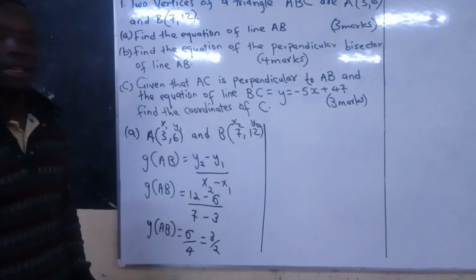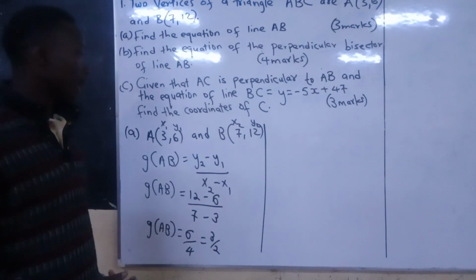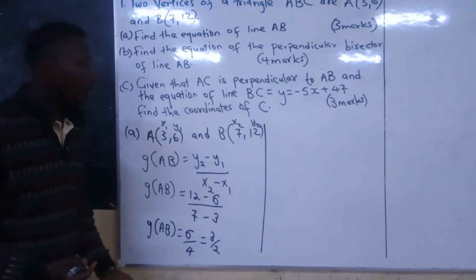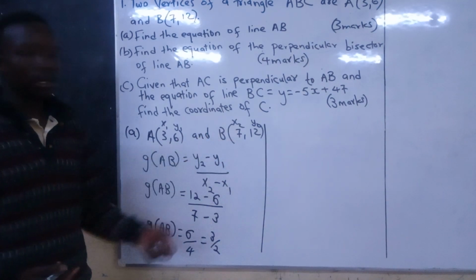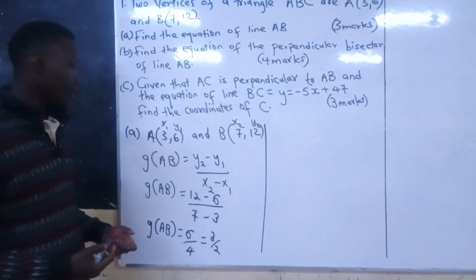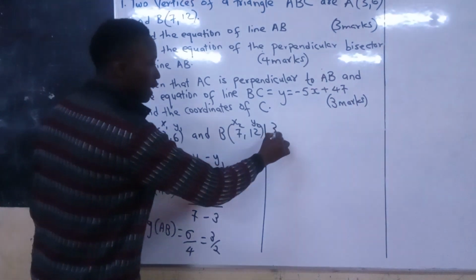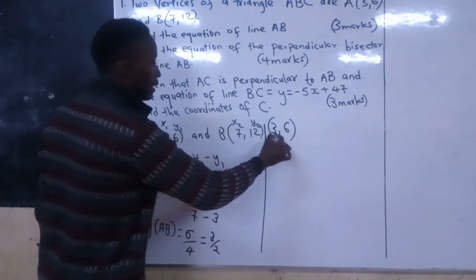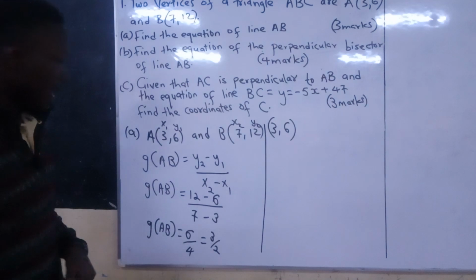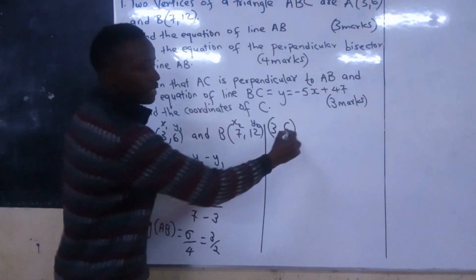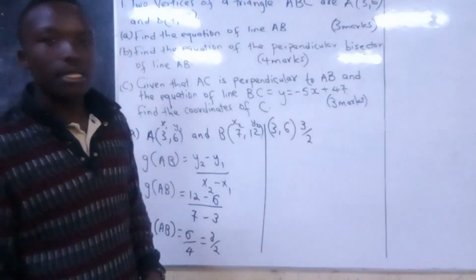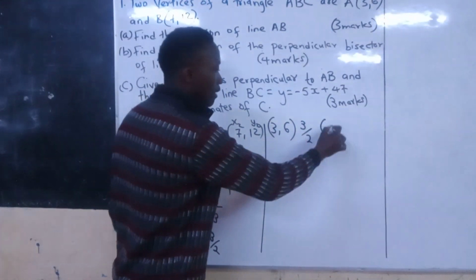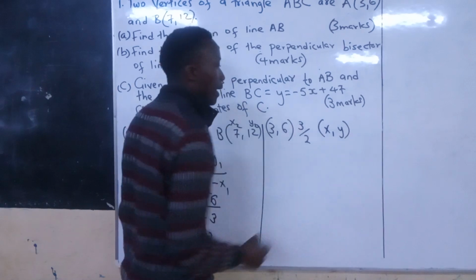Having 3 over 2 as the gradient of our line AB, we can now determine the equation of the line AB. How do we do that? We choose one of the coordinates, A or B, to use. For our instance, let's choose (3, 6). Our gradient is 3 over 2, and the arbitrary point on a straight line is given as (x, y).